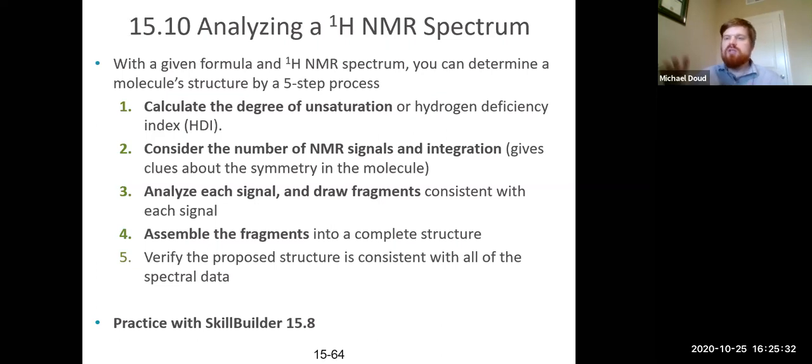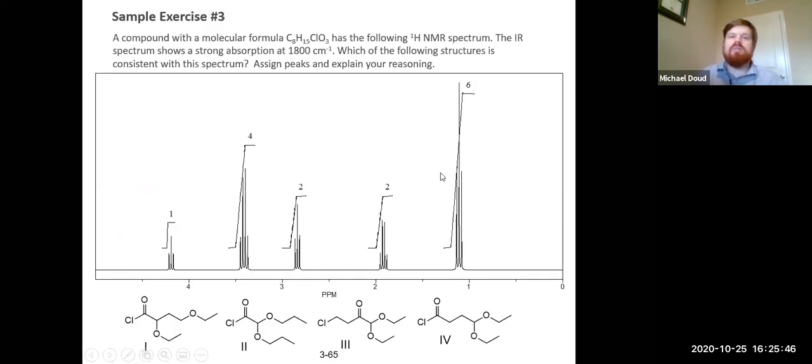And then what you're going to do is just slowly tease out the fragments. Try to put them together into a structure that's consistent with all of the possible spectral data. Oftentimes you'll combine NMR spectroscopy with IR or other types of spectroscopy to help you figure it out. Okay, so let's go ahead and give it a shot. I'm going to let you try it first, and then I'm going to walk you through the answer after you've given it a good shot.